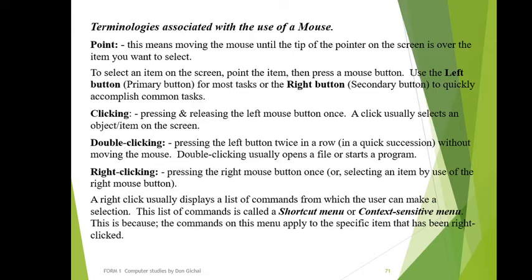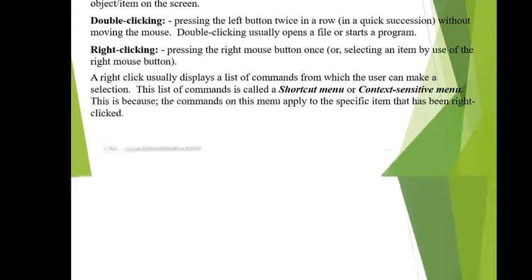Then we have double click. Double click is to press the left mouse button in quick succession to open a file or to open a program. Then we usually have right click. Right click is used as shortcut. It is used to display a shortcut menu. Sometimes you may opt to move something from one position to the other using the mouse button. We call that one drag and drop.